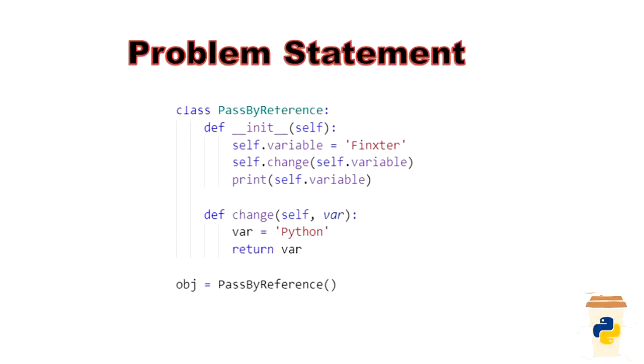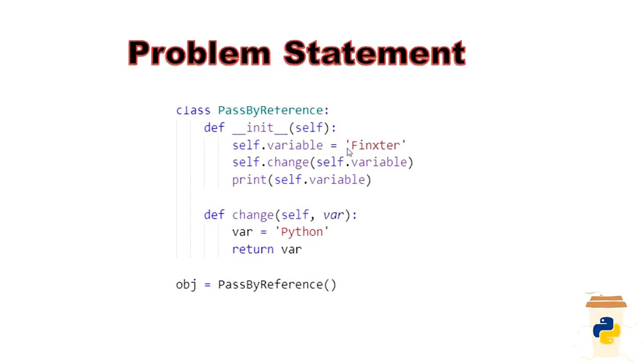Now, before discussing anything else, we must discuss our problem statement. If you have a look at the following program, you'll find that we have an init constructor, which consists of a variable which holds the value Finster. Now, we pass this variable to the function change. Change gets evaluated such that the variable gets changed from Finster to Python. That is, the string now should be Python instead of Finster.